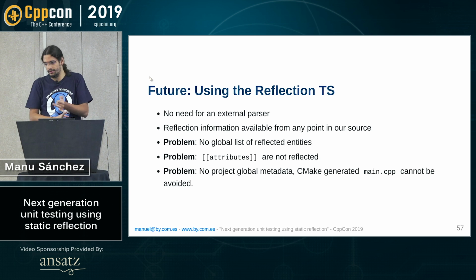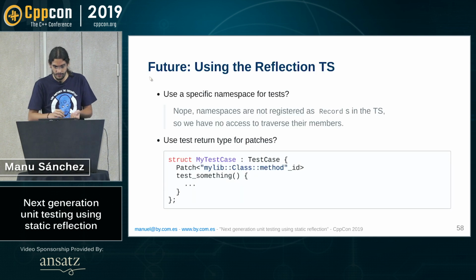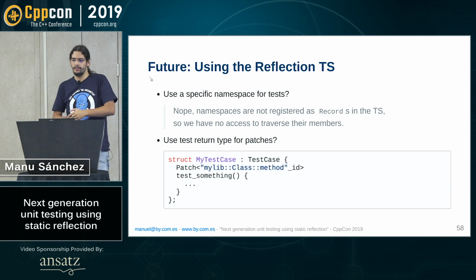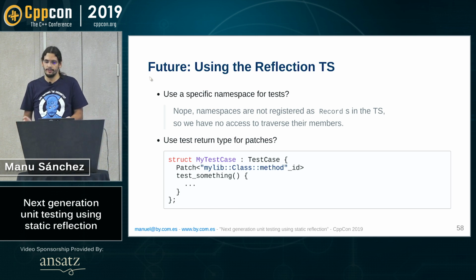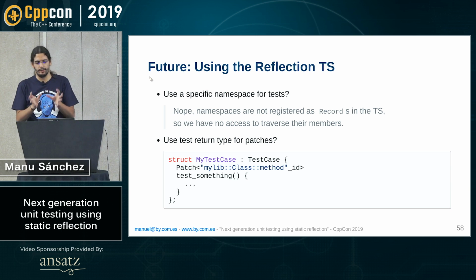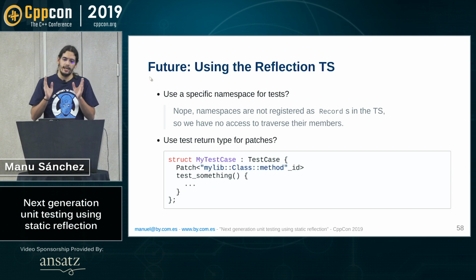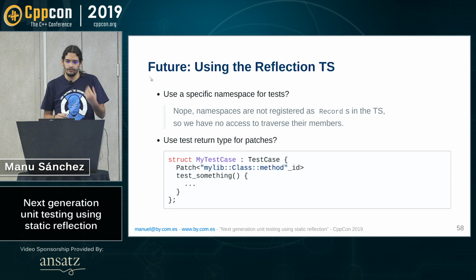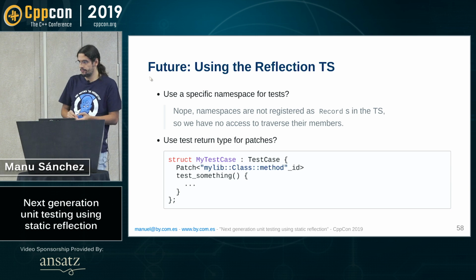But you have no global list of reflected entities, and you have no attributes. So what can we do? We can try and say, okay, instead of using an unfiltered list of every entity declared by your library, tests must be declared in the namespace testing, for example. So you can take the Reflection TS API, ask for the reflection information of the namespace testing, and then try to get every member of the namespace, okay?